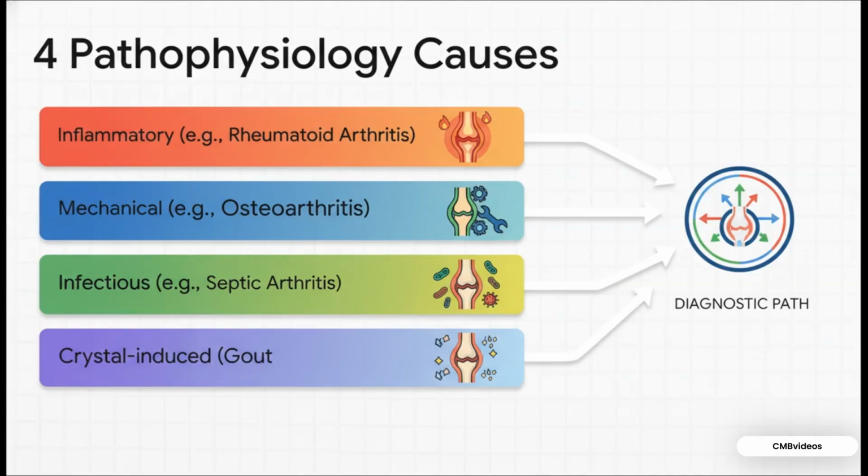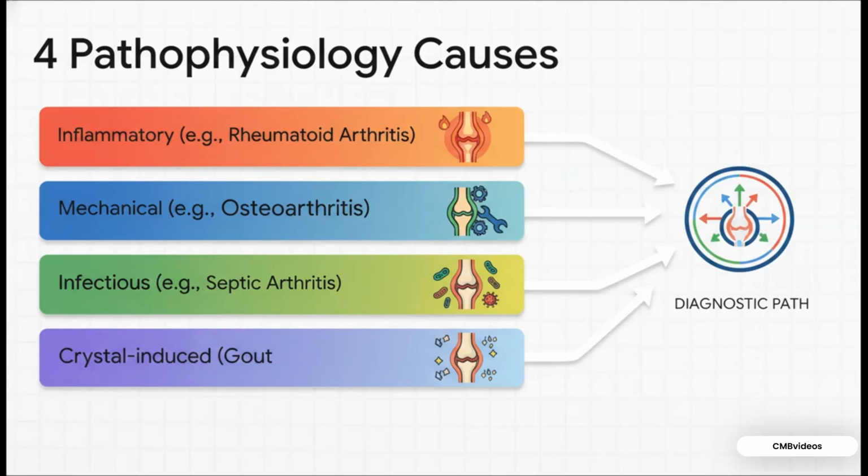First up, we've got inflammatory pain, which includes autoimmune conditions like rheumatoid arthritis or systemic lupus erythematosus. Then there's mechanical or degenerative pain. That's your classic wear and tear, like osteoarthritis. We also have infectious causes, like a sudden, really dangerous septic arthritis. And finally, crystal-induced pain, where microscopic shards like uric acid trigger intense conditions like gout.